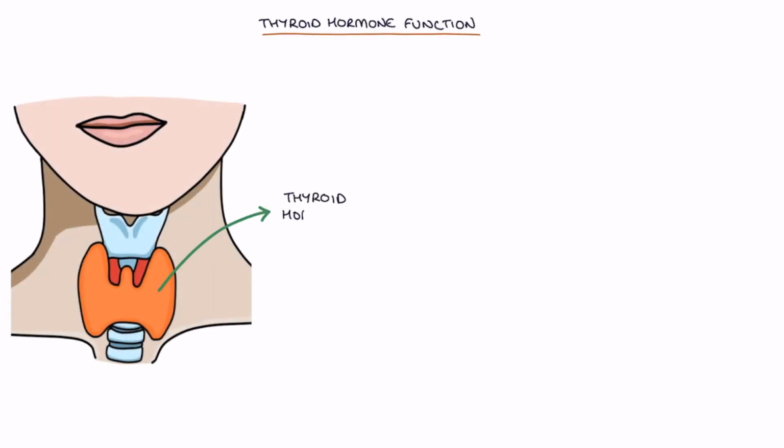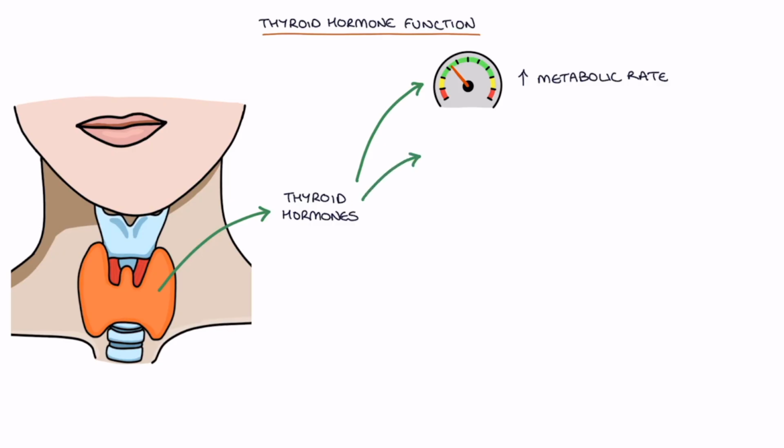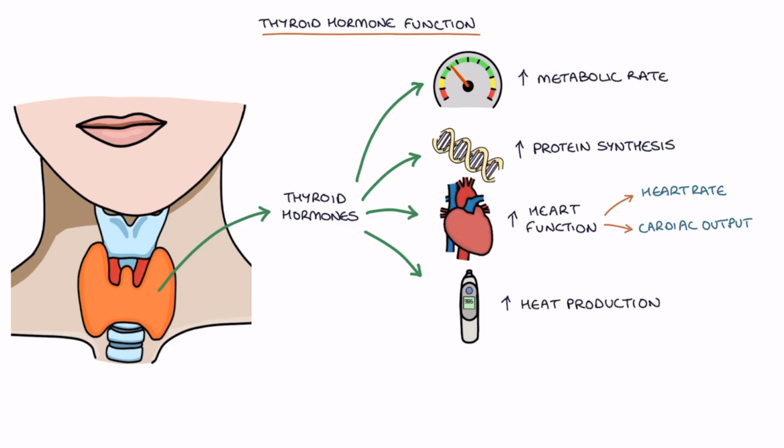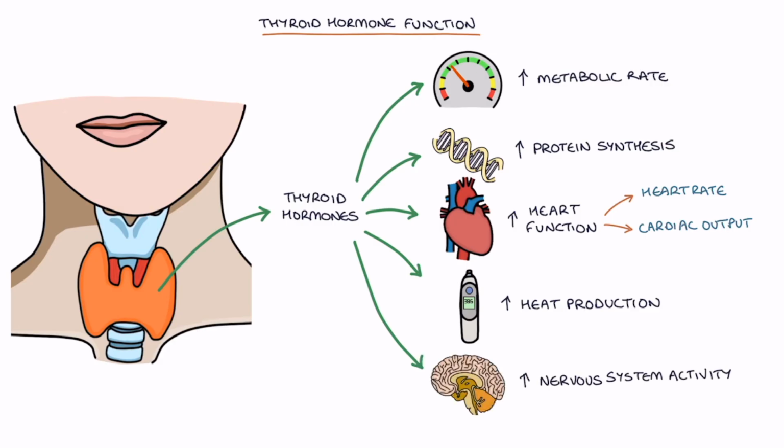Next, let's go through thyroid hormone function. The main effects of the thyroid hormones are to increase the metabolic rate, increasing energy production and expenditure in the body, increase protein synthesis, stimulating growth and repair of tissues, stimulating heart function, increasing the heart rate and the cardiac output, promoting heat production in the body, helping to maintain the body temperature, and enhancing the nervous system activity and mood.